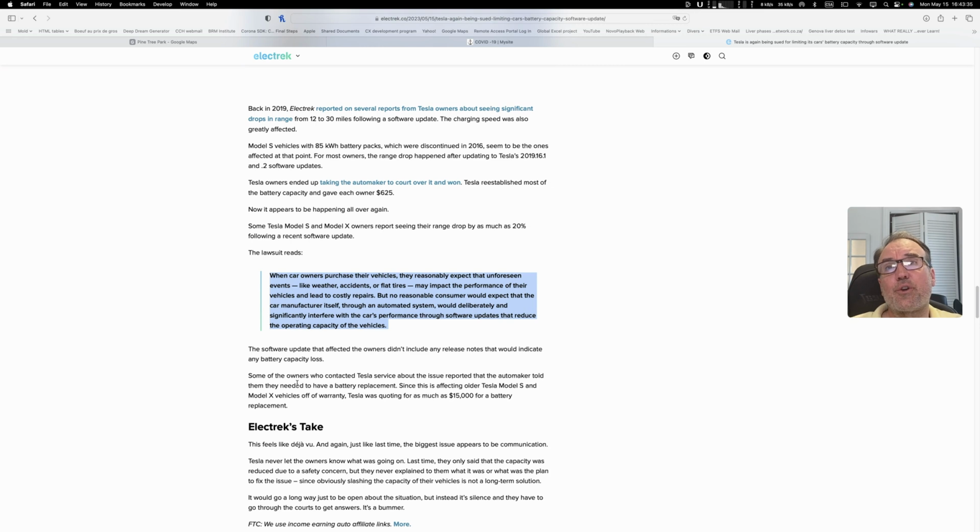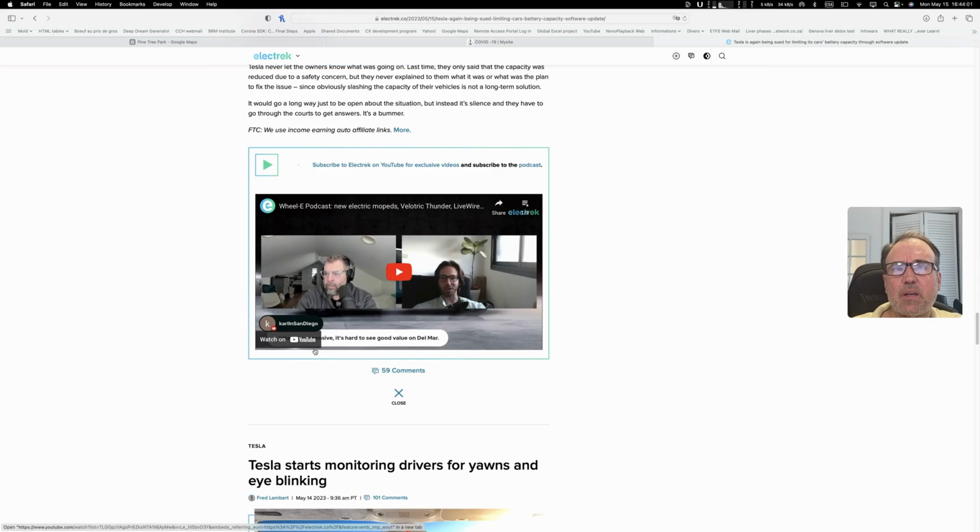I tend to agree that a software update that would decrease the battery range of a car I would buy, I would not like it too much because I bought it considering that it had a certain range. And if it decreases based on a software update, I would not be too fond of that. Let me know what you think about this.